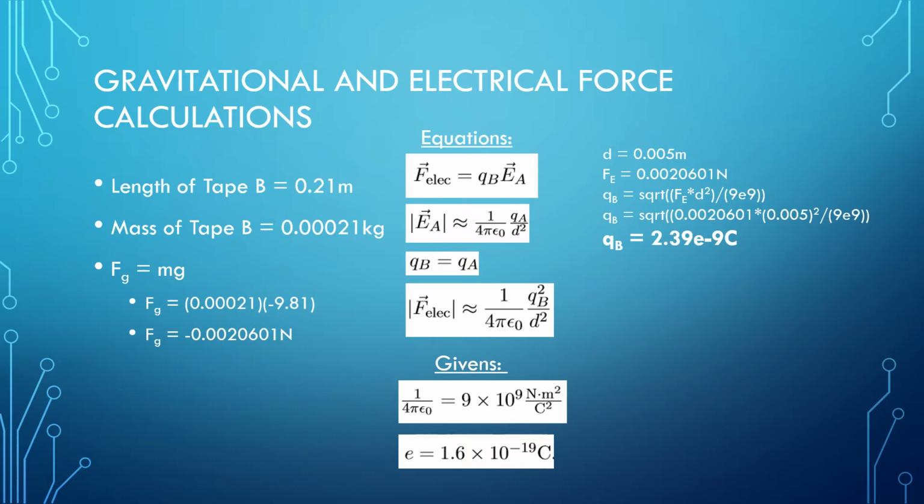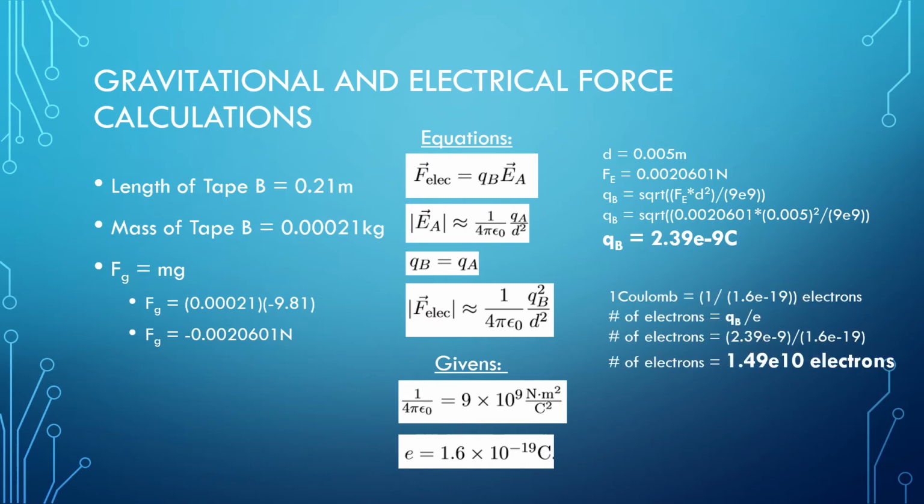To calculate Q sub b, we'll be using the concept located in the fourth equation, that is the magnitude of the electric field force. Once you reorganize the equation, you algebraically solve for Q sub b. To determine the number of electrons present, you simply divide your Q sub b by the elementary charge.